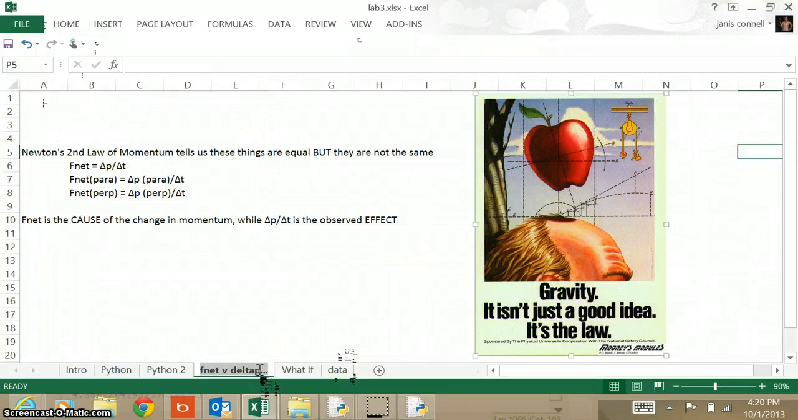Newton's second law tells us that the change in momentum over the change in time is equal to the net force, but they are not the same. The change in momentum over the change in time is the observed data, and it equals Fnet, but the force is what causes the change in momentum, whereas the change in momentum over the change in time is the observed effect.